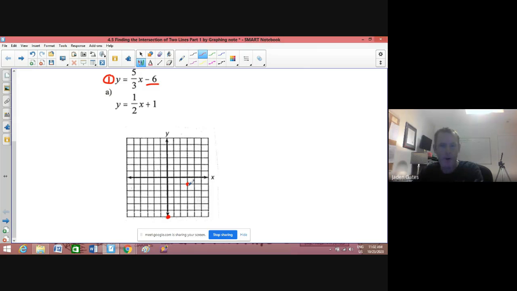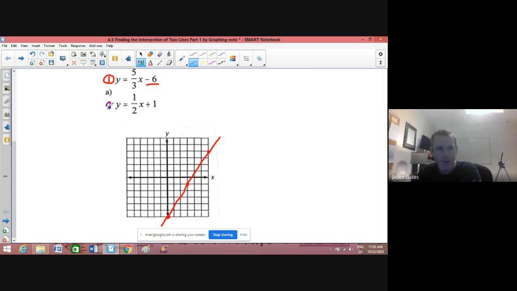I'm going to keep going, follow the pattern. 1, 2, 3, 4, 5 up. And there we go. So let me see, I'm going to try to draw a line here freehand. It's pretty good for me. All right, so there is one line drawn.